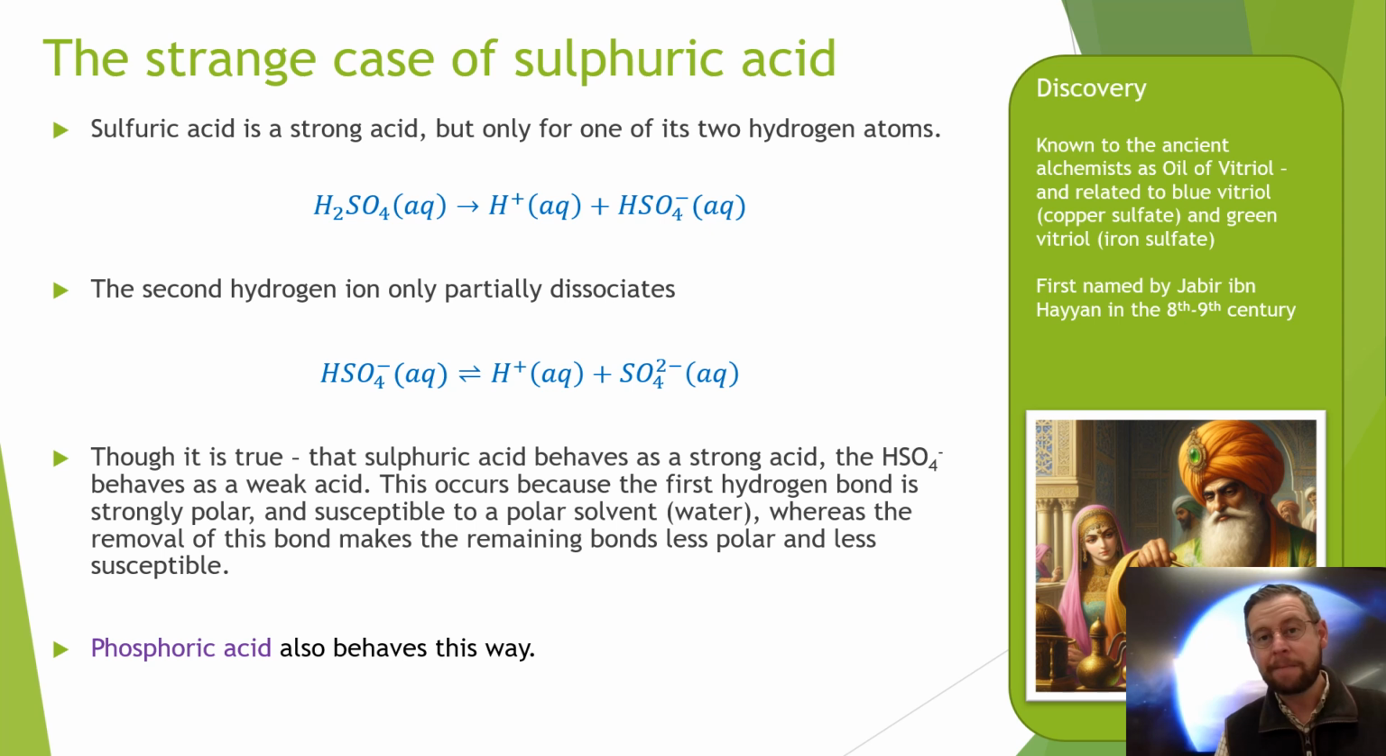So the second hydrogen is only sometimes removed, and at other times it's put back again. And so that equilibrium, the constant back and forth of hydrogens dissociating and reassociating that we see in a weak acid, happens with that second hydrogen. So yes, it is a strong acid in that it readily gives up its first hydrogen, and it's a weak acid because it only partially dissociates its second hydrogen. There are other acids out there like this, such as phosphoric acid.